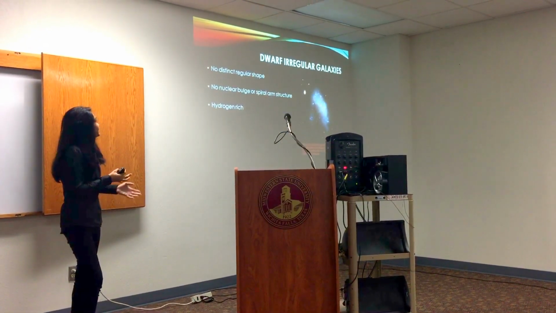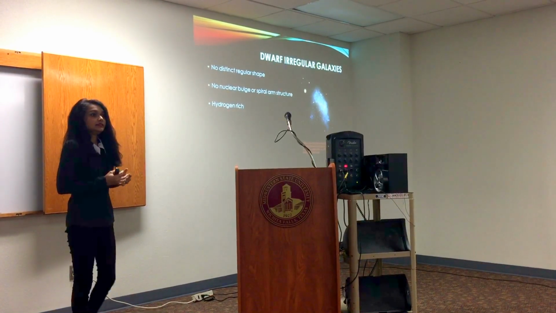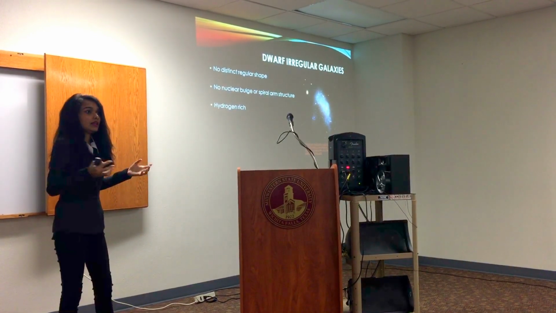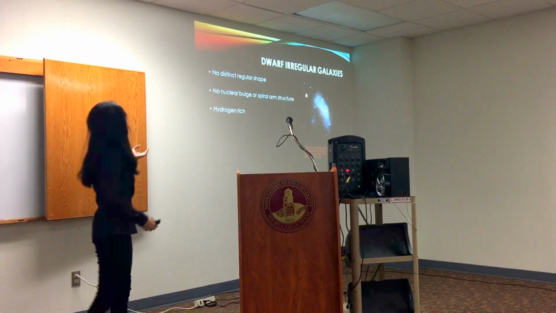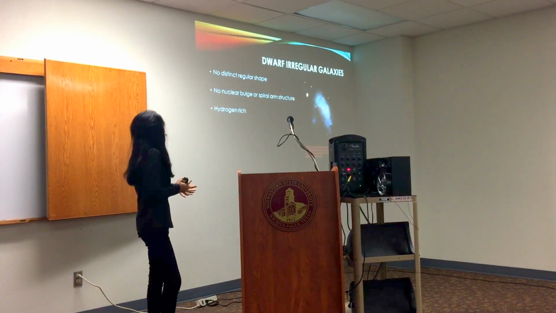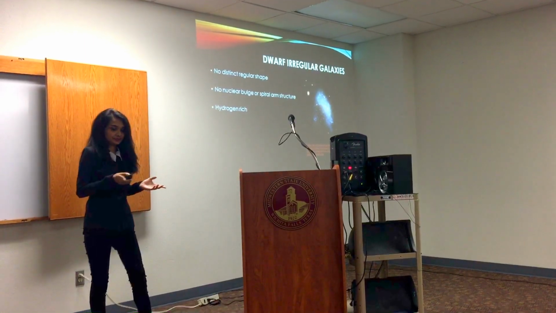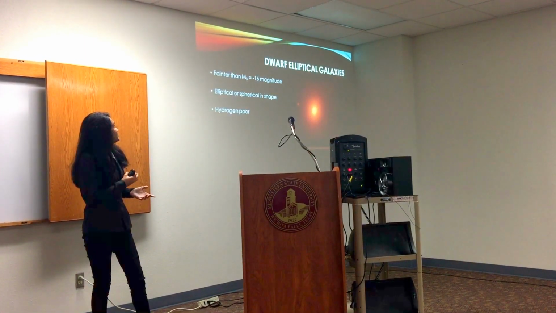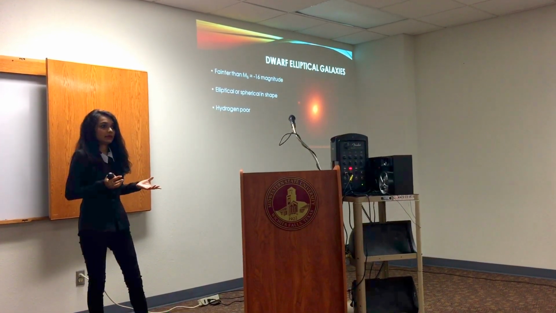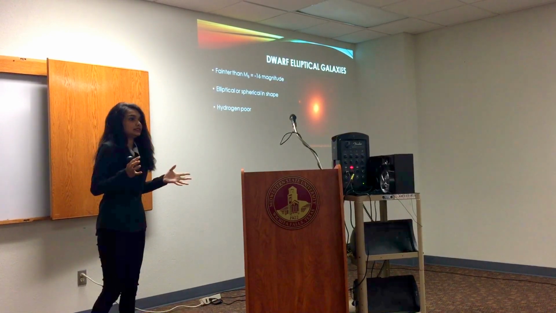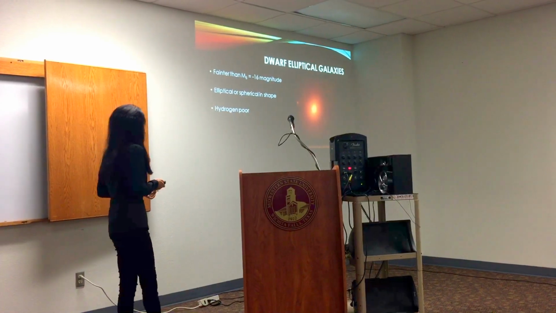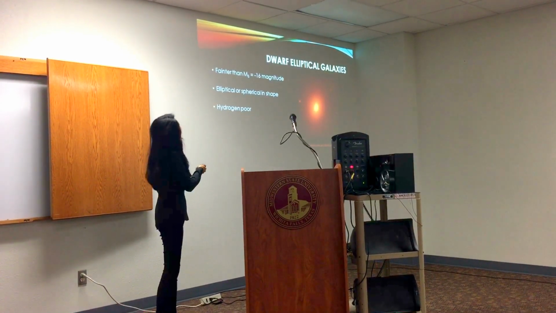The next type is dwarf irregular galaxies. These type of galaxies have no particular shape to them, unlike the one I showed you earlier. They have no nuclear bulge or a spiral arm structure, and they are also hydrogen-rich. The third type, dwarf elliptical galaxies, are usually fainter than -16 magnitudes, and they are elliptical or spherical in shape. And they're also hydrogen poor. So you see an elliptical galaxy over there.